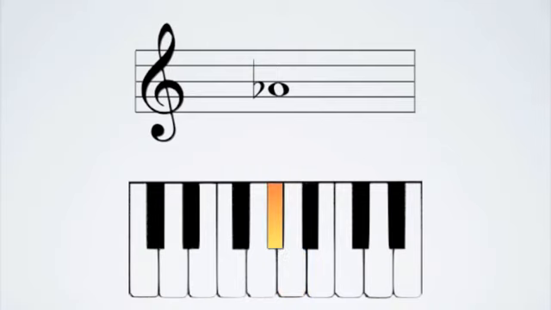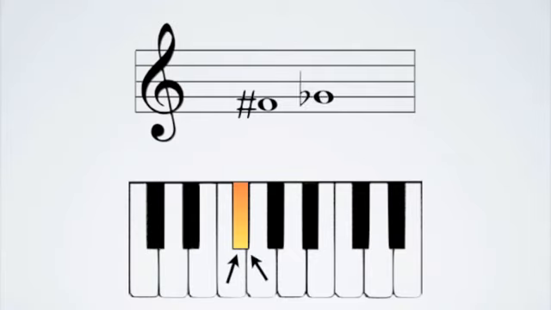It's important to notice that there can be different names for the same note. For example, this note on the piano can be called either F sharp or G flat. In this way, every note on the piano has more than one name.